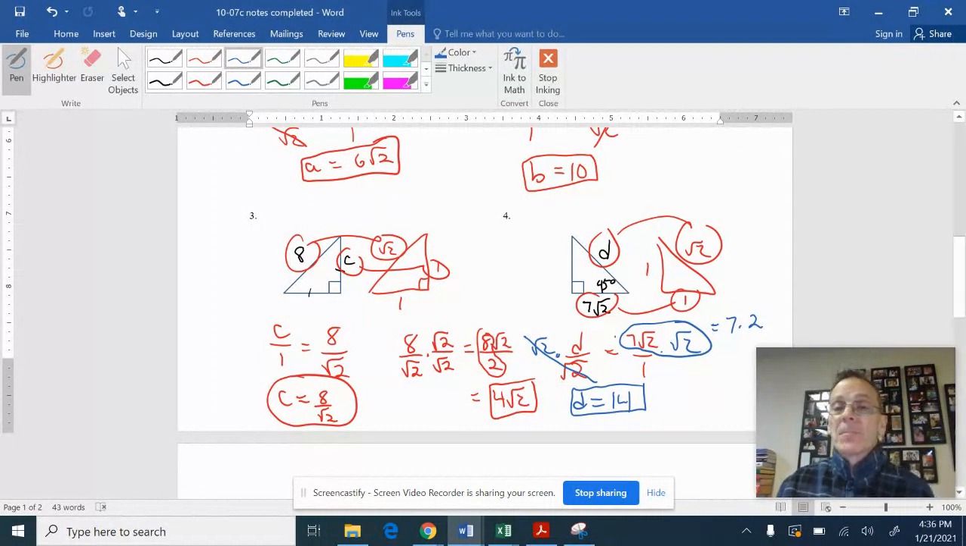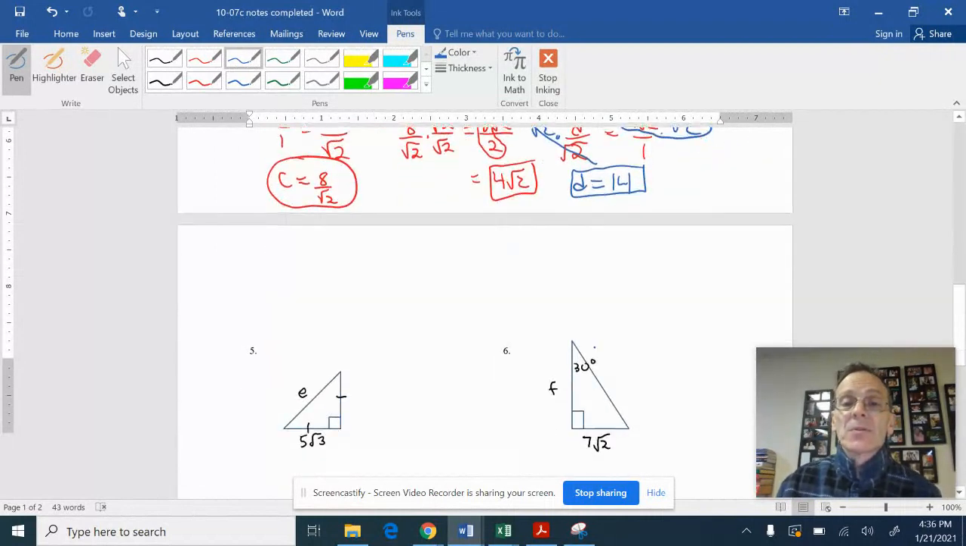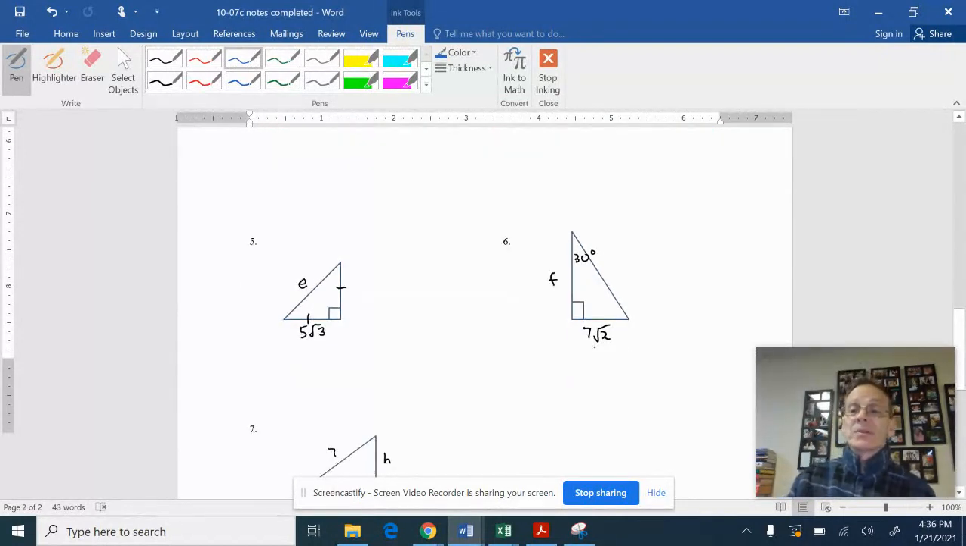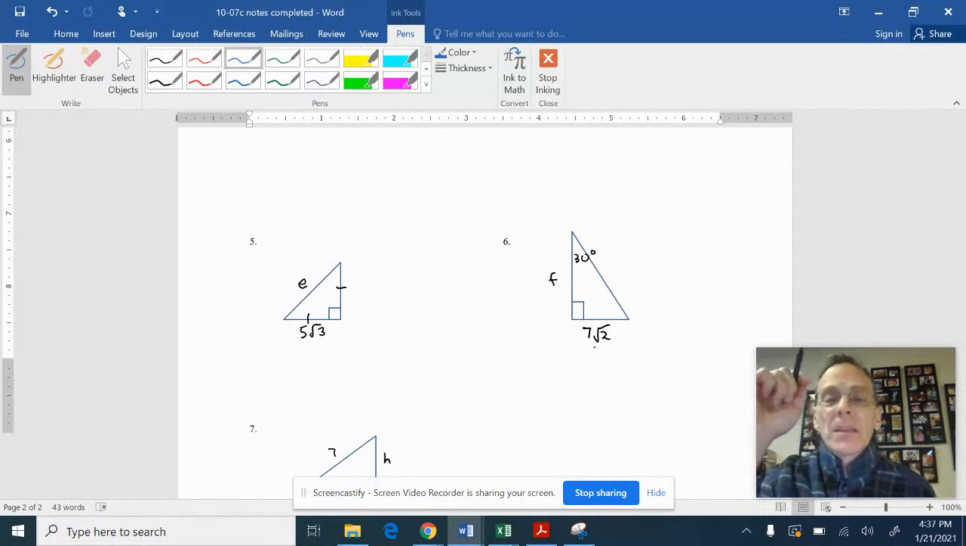Okay? Now, let's scroll down. I got 3 more problems and we're done with this lesson. Okay? Number 5 and number 6. Take a look at number 6 before we work on either one of these problems. You see anything different about that triangle?